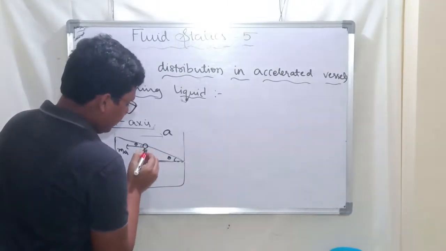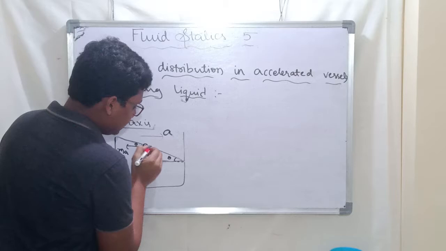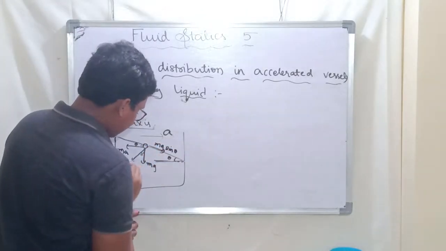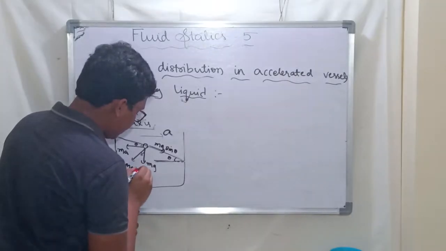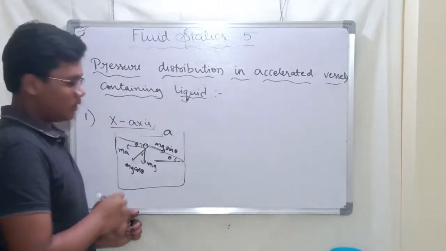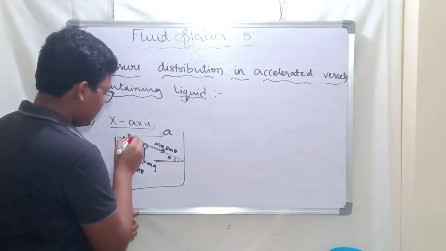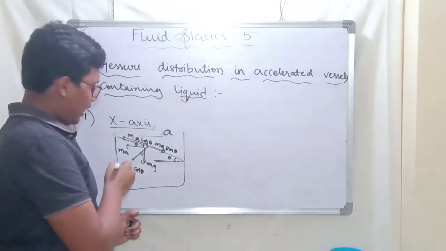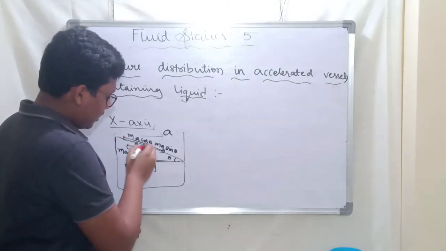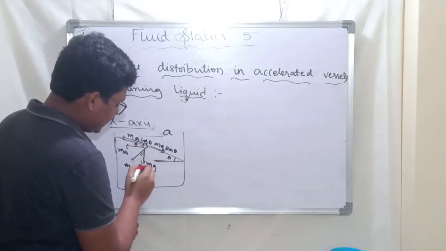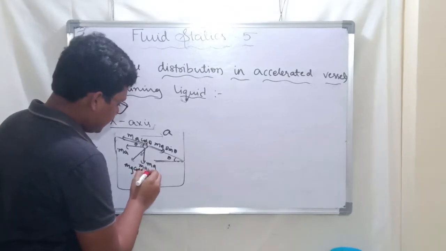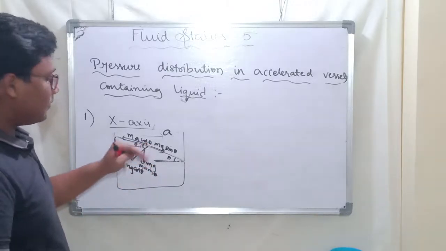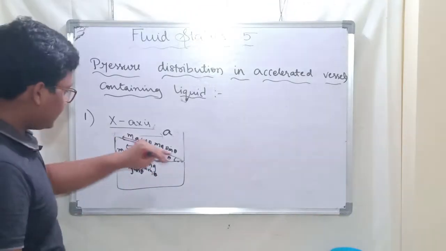Here this is mg sin theta. This is mg cos theta. This one is Ma cos theta, and this will be Ma sin theta. But we don't need all of those. We will get the result with these two only.